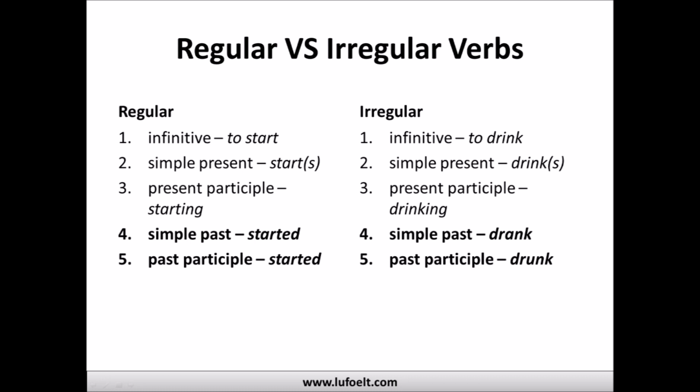So for example, I have the verb drink here. Infinitive form, to drink, simple present, drink or drinks, present participle, drinking. So this is all the same, regular or irregular. And then as I said, the difference is with the past. With the simple past, it's drank, and with the past participle, it's drunk. And you can see that that's different from the ed form of the regular. So this is the main difference between regular and irregular verbs. There are more differences than just this, but that will be something I'll cover in another video.